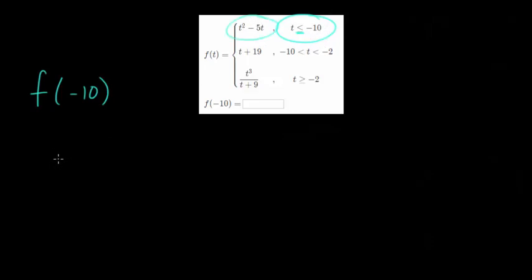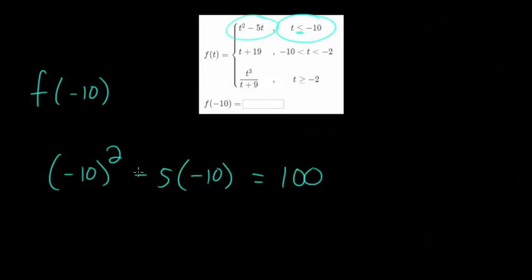So we're going to plug in negative 10 to t squared. So we have minus 10 squared, and then we have minus 5 times t, which is, again, negative 10. Minus 10 times minus 10 is positive 100. And then we have minus 5 times minus 10, that would be plus 50. And so evaluating this piecewise function at negative 10, you get a y value of 150.